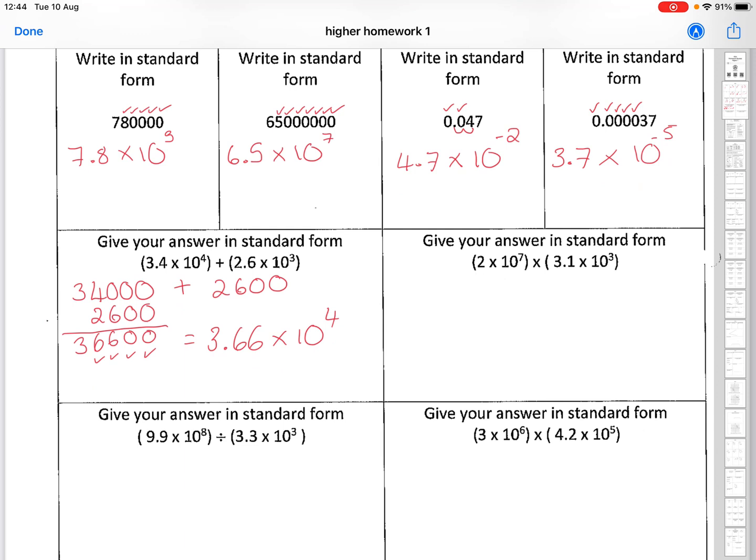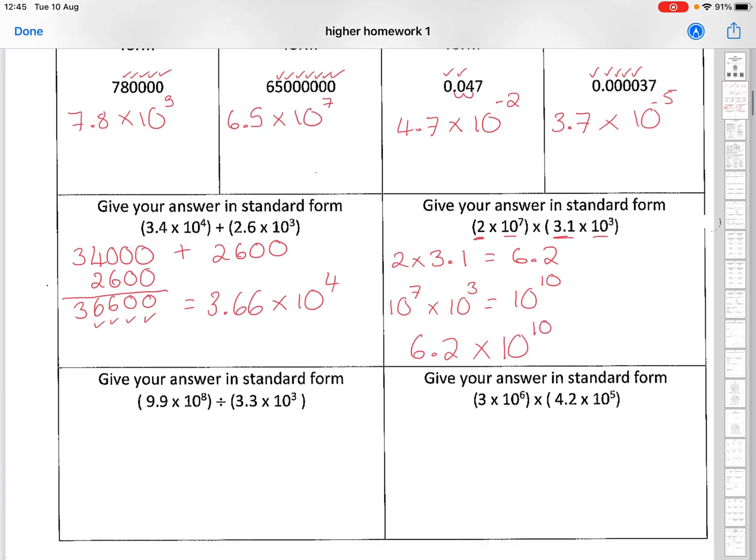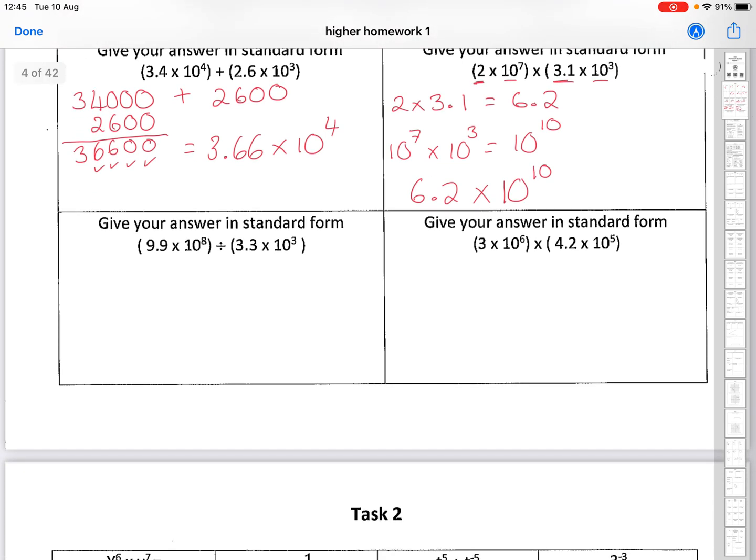When we are multiplying in standard form, so the second one across now, we're going to multiply our numbers. We're going to do 2 times 3.1. So 2 times 3.1 is 6.2. Then we're going to multiply our powers. So I'm going to do 10 to the power of 7 times 10 to the power of 3. When we're multiplying, we add those numbers. So it's going to be 10 to the power of 10. So you can put your answer together, it's 6.2 times 10 to the power of 10.